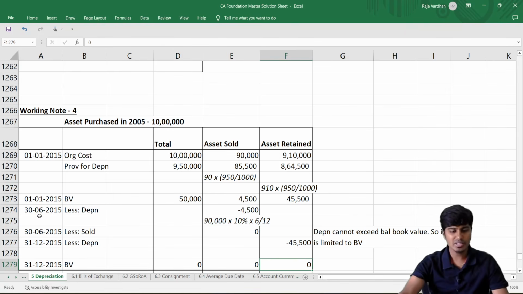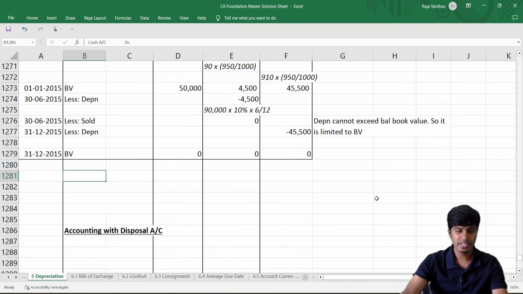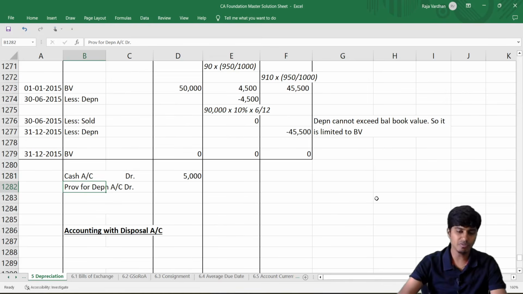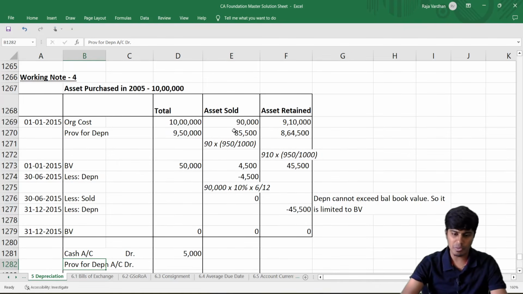What I need to do now is, first I need to write the sale entry. Let me show it to you. The journal entry for sale is cash account debit 5,000, and on this asset provision for depreciation, previously provision was there at 85,500.